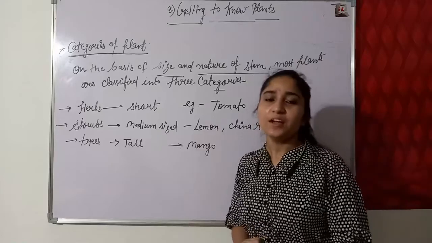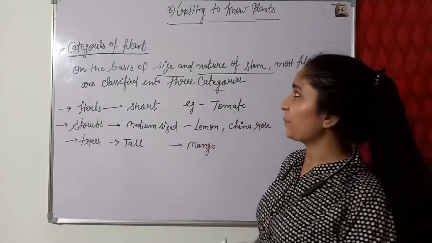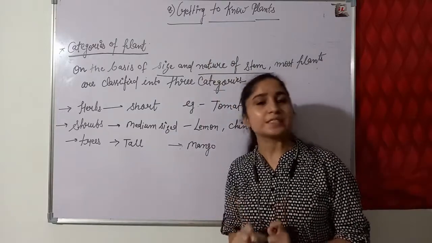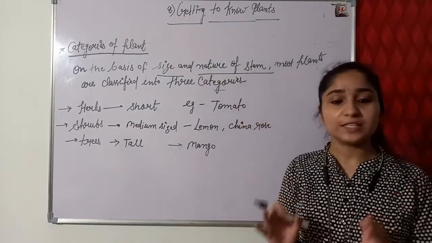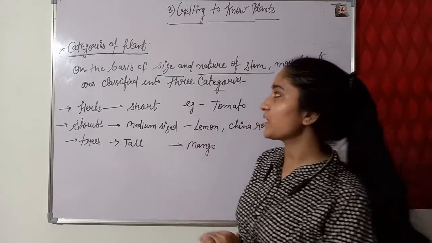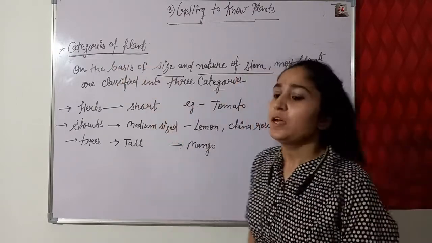Good morning students. Today we are going to start our new chapter number 8, Getting to Know Plants. In this chapter we will discuss the different parts of plants in detail, such as root, stem, leaf and fruits. And our first topic is categories of plants.